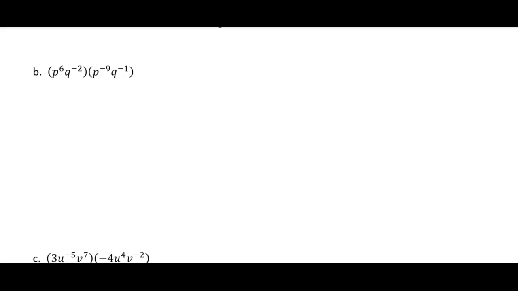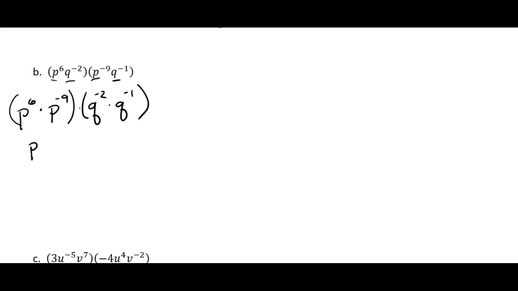This time we have p as a base, and we have q as a base. So I'm going to think about the p's together, p to the 6th times p to the negative 9. And then I'm going to think about the q's together. You can put parentheses around it. It's all multiplication, though. So I'm thinking about those two, and I'm thinking about those two. All right, add the exponents. So this will be p to the negative 3, and the other one's going to be q to the negative 3.